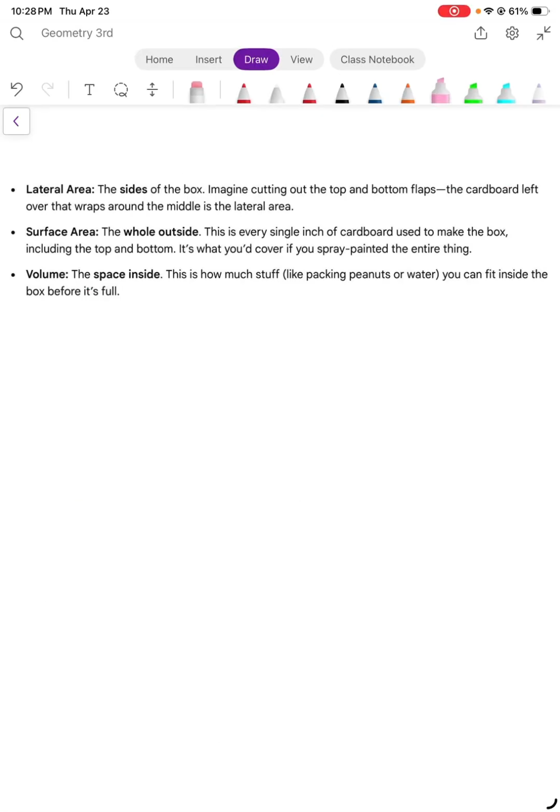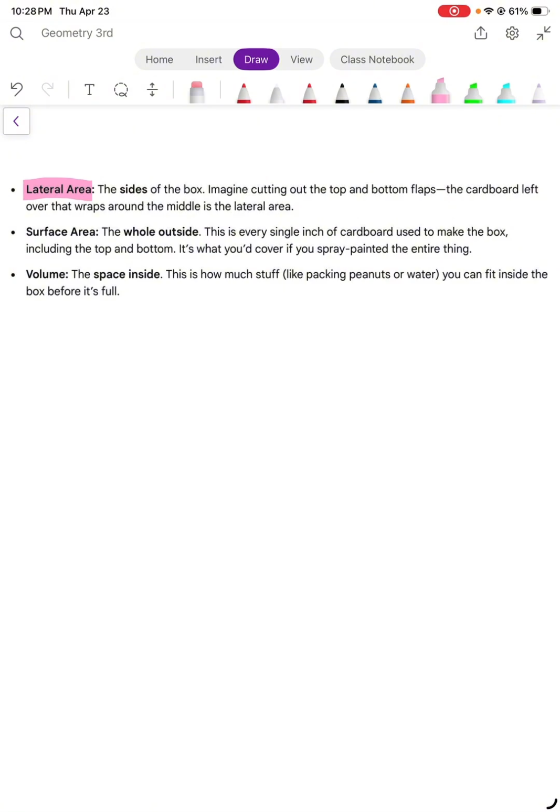In this video, we're going to be talking about lateral area, surface area, and volume. Now, I've got some simple definitions of what each are here. The lateral area, the word lateral actually means side. So that's going to be the area of the sides of a three-dimensional shape. It does not include top and bottom.